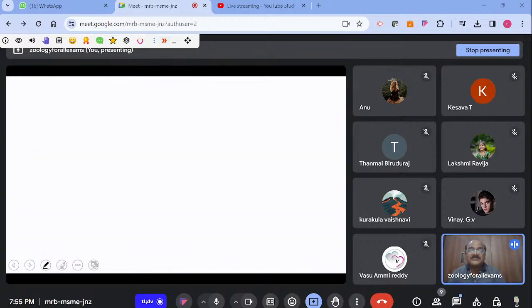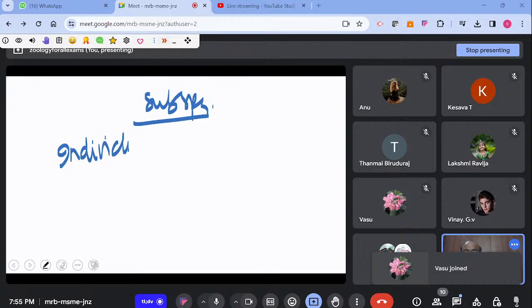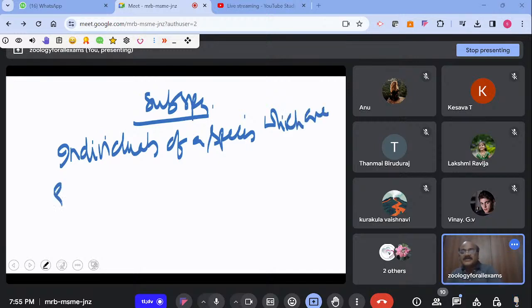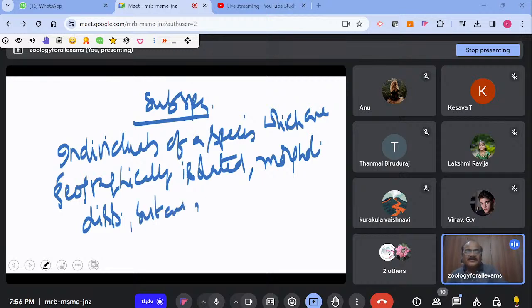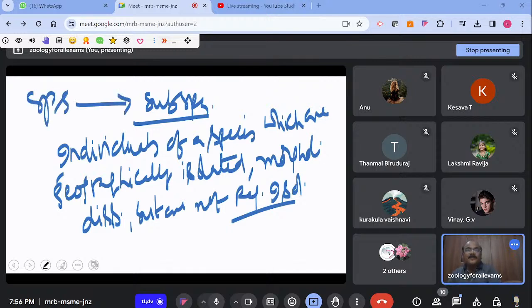So how do you define a subspecies? A subspecies is nothing but individuals of a species which are geographically isolated, because they are present in different places, and morphologically dissimilar, but are not reproductively isolated. So when there is no reproductive isolation, there is no formation of a species at all. That means the species evolved up to subspecies only.